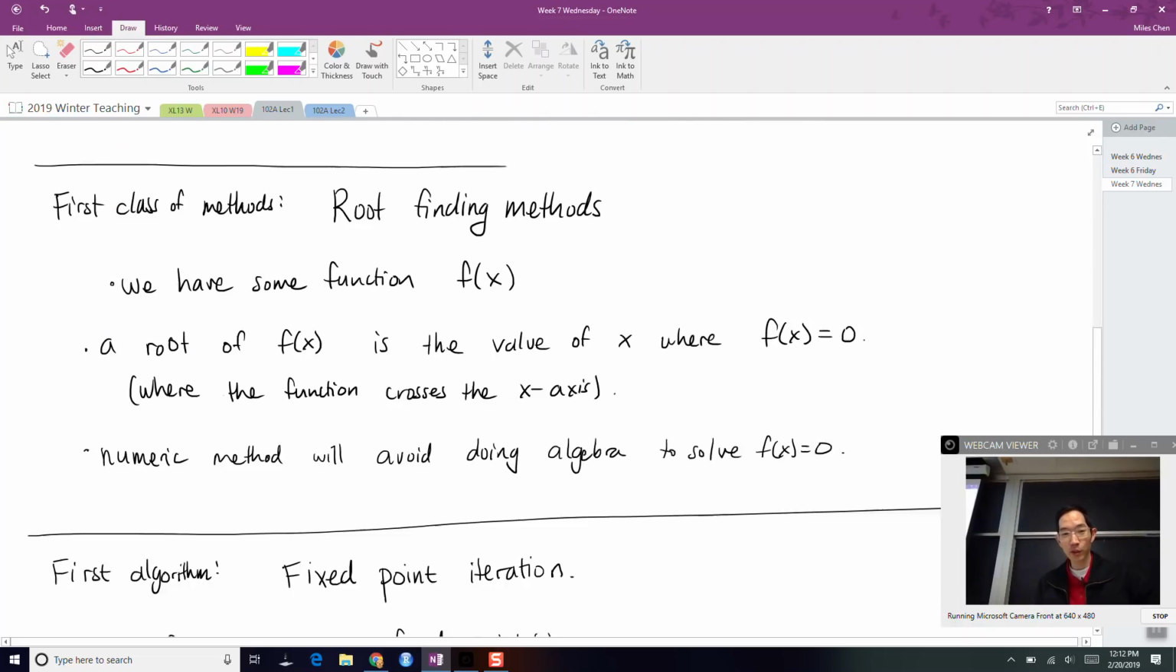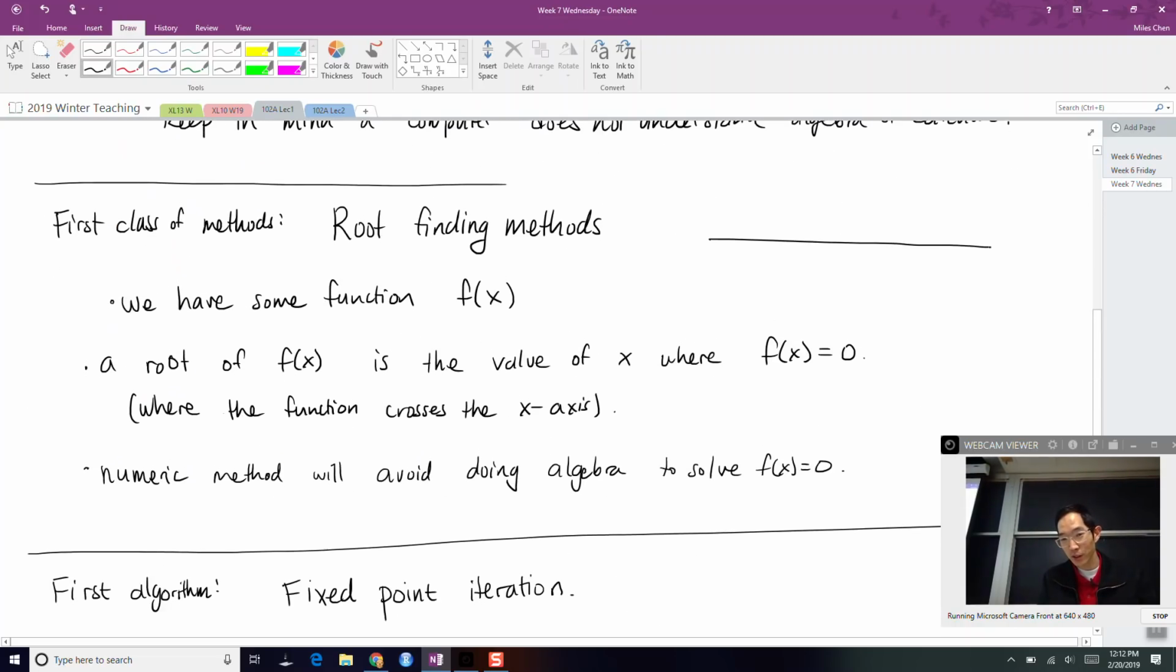Okay, let me go back to here. So if this is this, then this is a root, this is a root, and this is a root, okay?